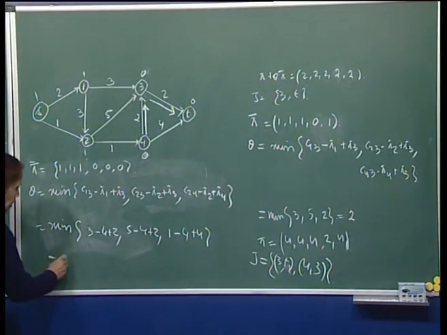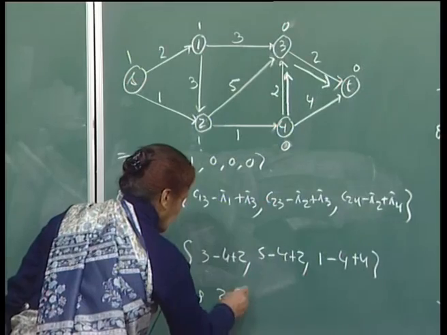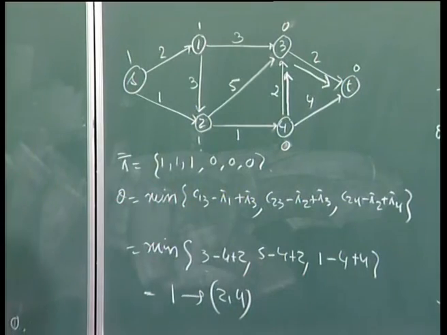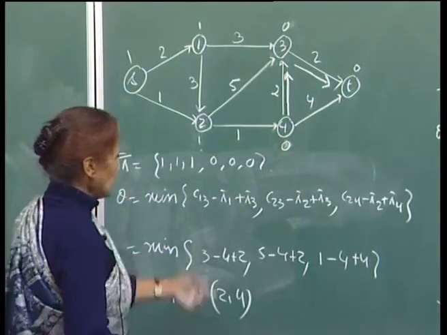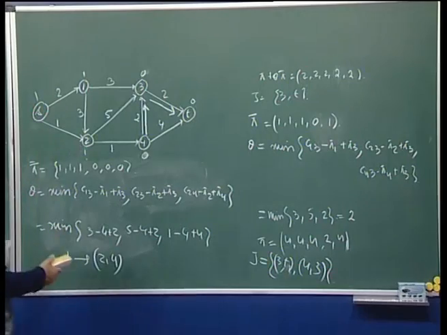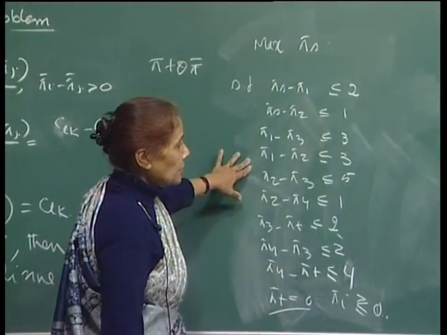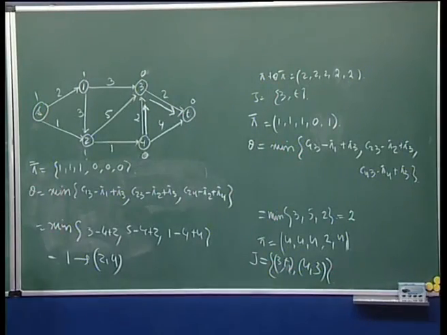Therefore, this is equal to 1, and this corresponds to what arc? This corresponds to arc 2 4. So, the new value, that means theta is 1, and therefore, you have to update your dual solution. And in the meantime, I should have asked you to please verify that what you have is always a dual solution. Do this while you are going through this example.